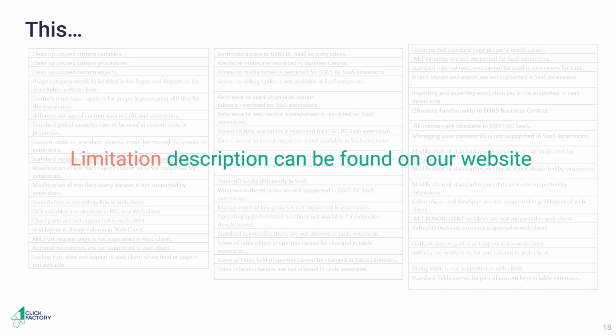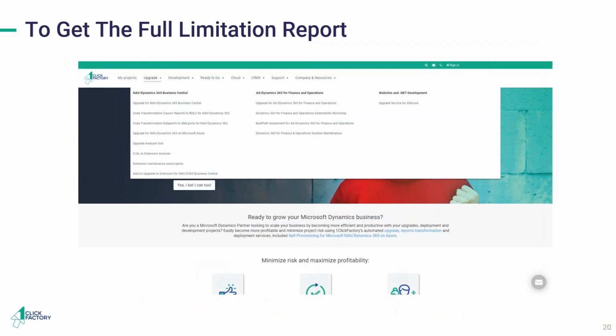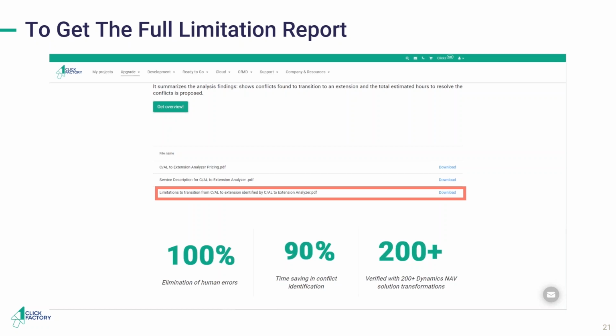And if you would like to get this limitation report, it's really easy. You can go to the One Click Factory page, and on the top bar, you can click on Upgrade, and an additional bar is going to come up. If you click on the CL2 Extension Analyzer, a new page is going to pop up. At the bottom of the page, we have a couple of documents that you can download anytime. One of them is limitations to transition from CAL to AL, which we identify in the CL2 Extension Analyzer. And this has all of the descriptions that you may need when moving from CAL to AL.